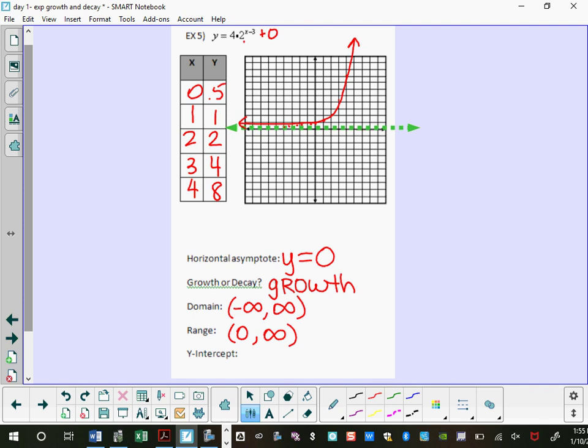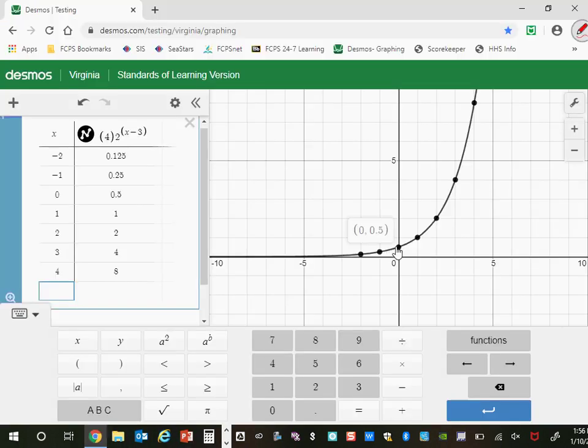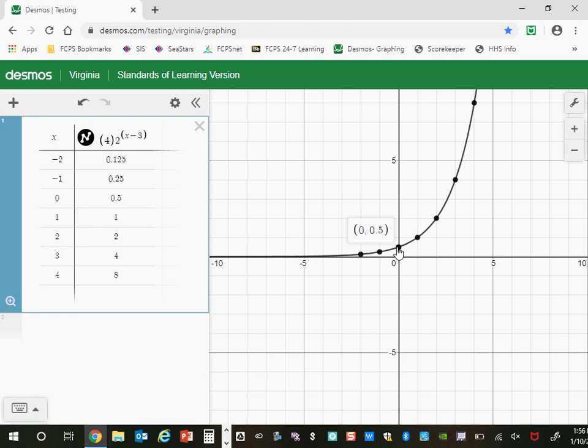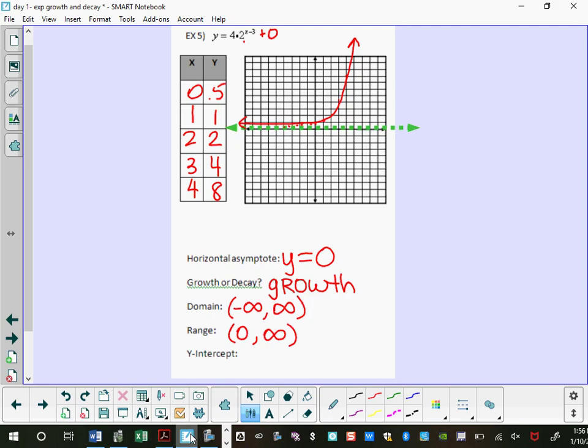Alright, my y-intercept is where I'm crossing the y-axis. In this case, it tells me, because it says 0.5, but if you were in Desmos, look to where you cross the y-axis. You can click it: (0, 0.5). So that is your y-intercept.